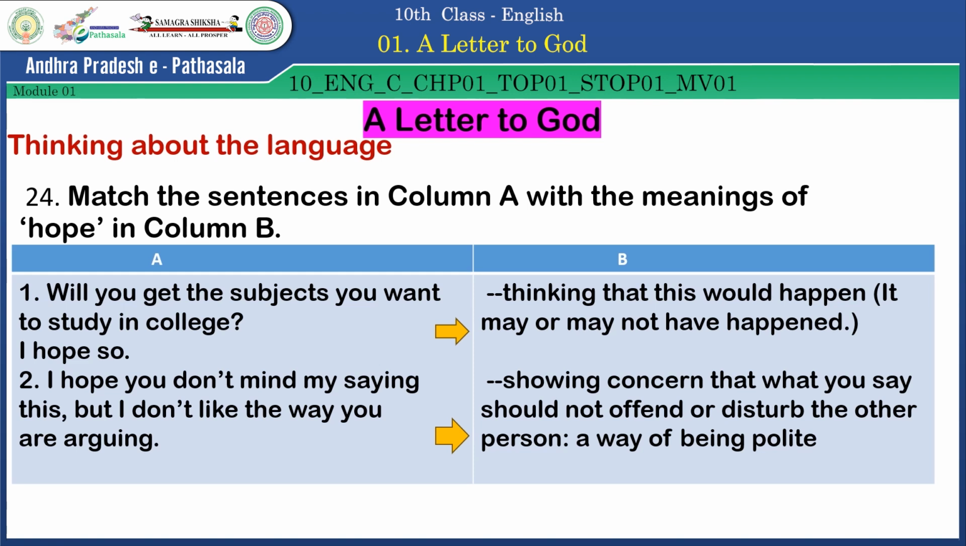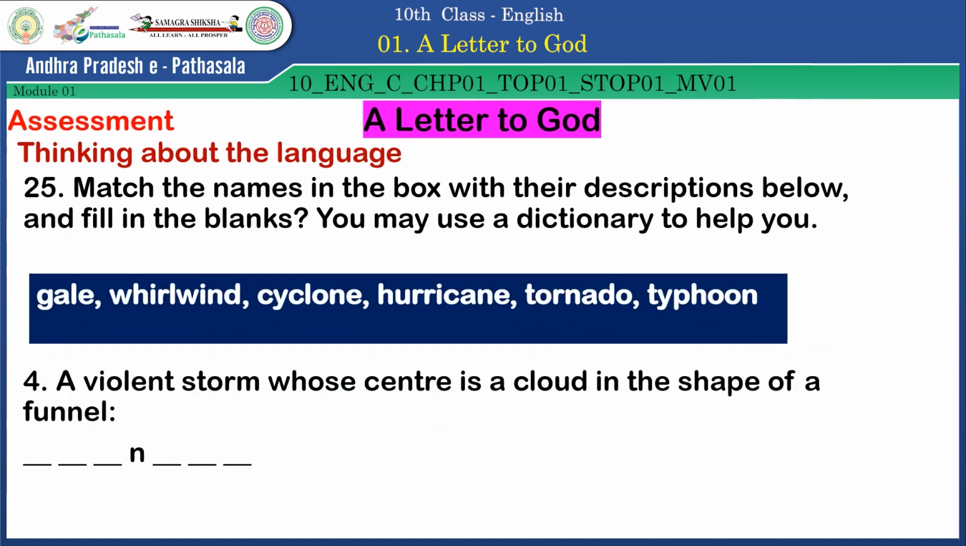Right? Yes. Well done. Now we are moving on to our assessment of today's session. Here we go. Assessment. Thinking about the language. Match the names in the box with their descriptions below and fill in the blanks. The words given are gale, whirlwind, cyclone, hurricane, tornado, typhoon.